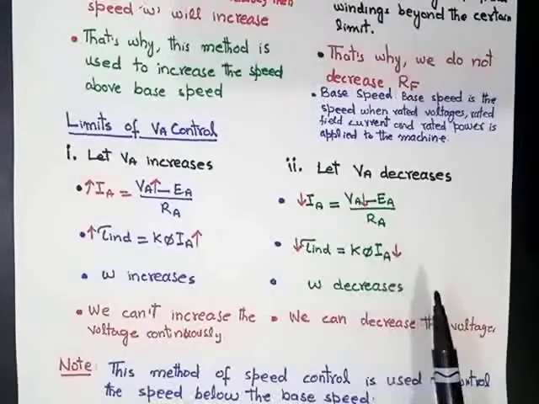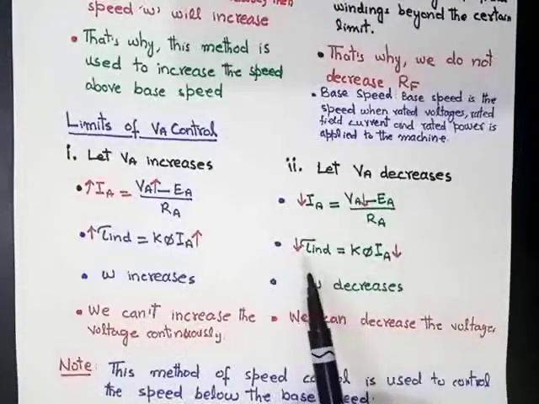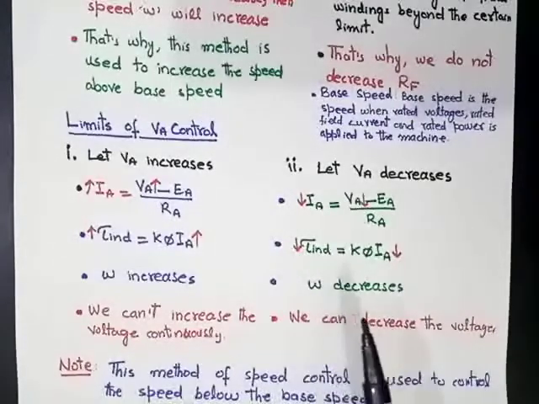When the voltage decreases, the induced torque will decrease. When the induced torque decreases, the speed of the DC shunt motor will decrease. Therefore, the armature voltage control method is used when the speed is less than the base speed.